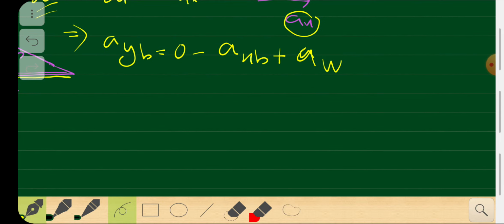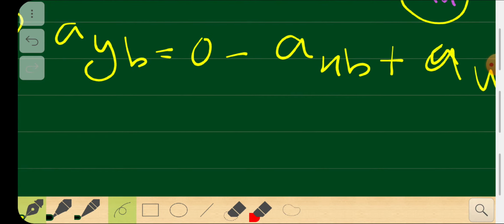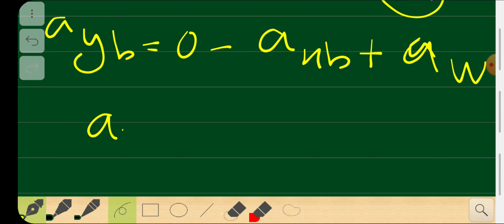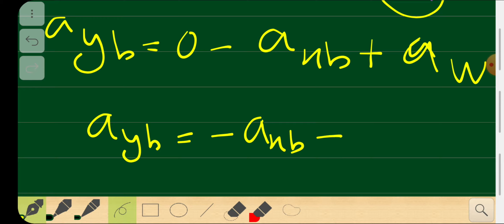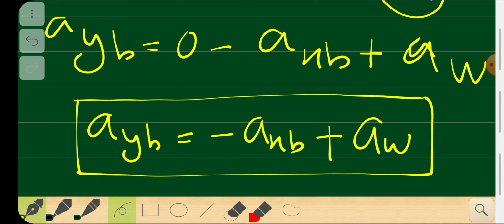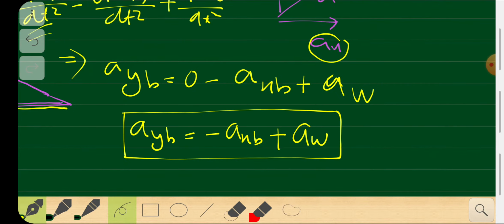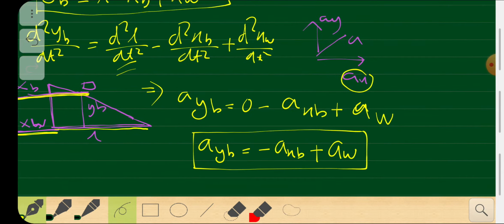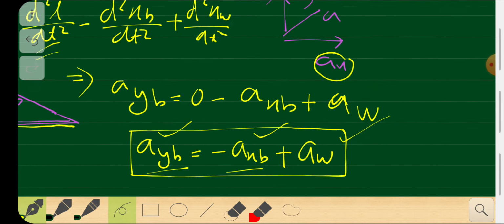So we found out that a_yb, I'm going to write this down. a_yb is equal to minus a of x_b plus a_w. a_w is what we initially applied, right? The applied acceleration to move the wedge was a_w. So a_w can be connected with the x component and y component of the acceleration of the box, but we still don't know what the x component and y component of the box are. So that's something that we need to find out. Let's call this equation 1.